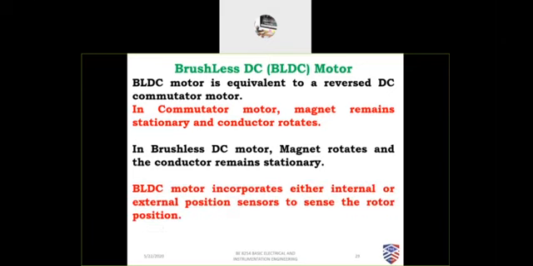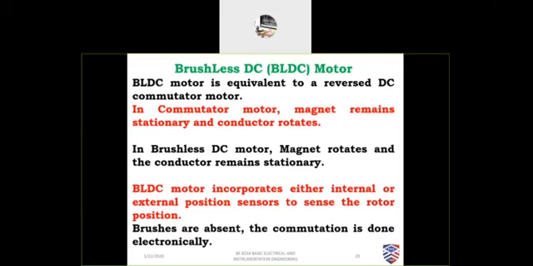BLDC motor incorporates either internal or external position sensor to sense the rotor position. Unless you know where the rotor is, you cannot rotate it. So by knowing the position, the stator will be excited with the voltage. Brushes are absent. The commutation is done electronically. This is again available in the book.